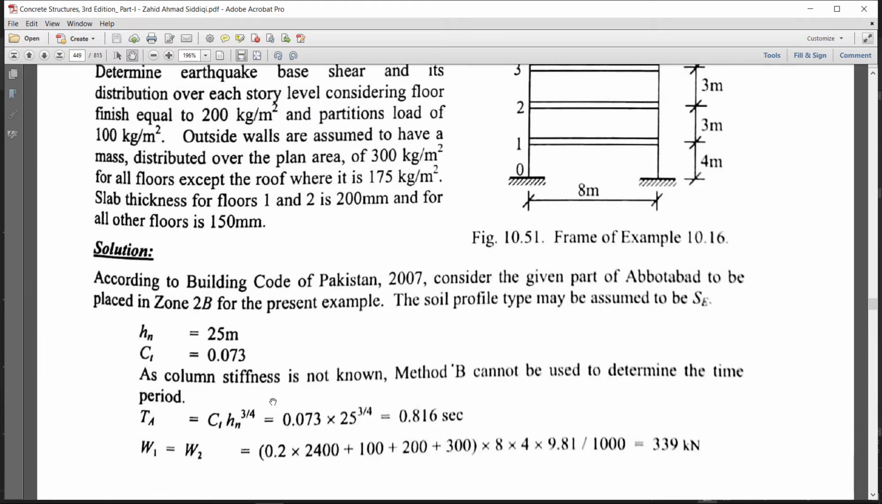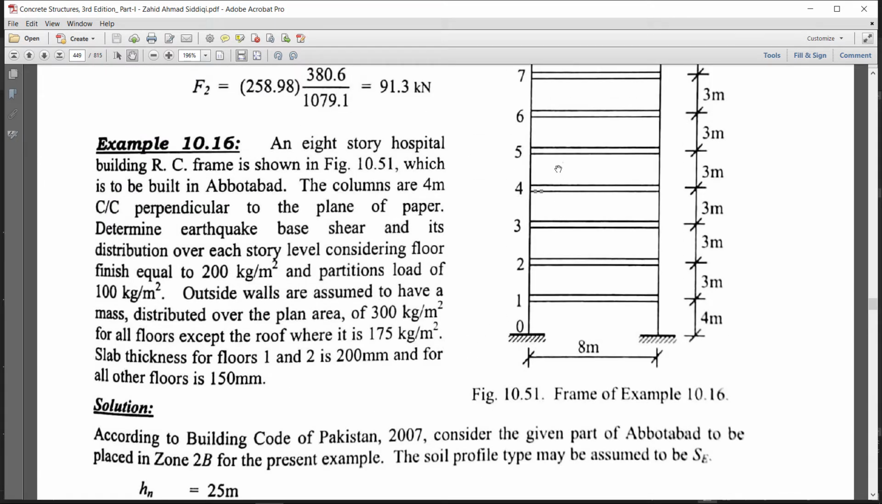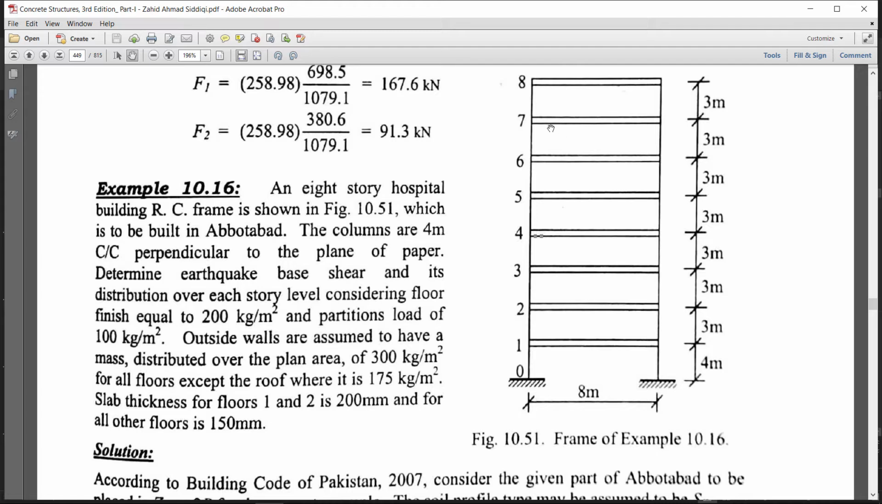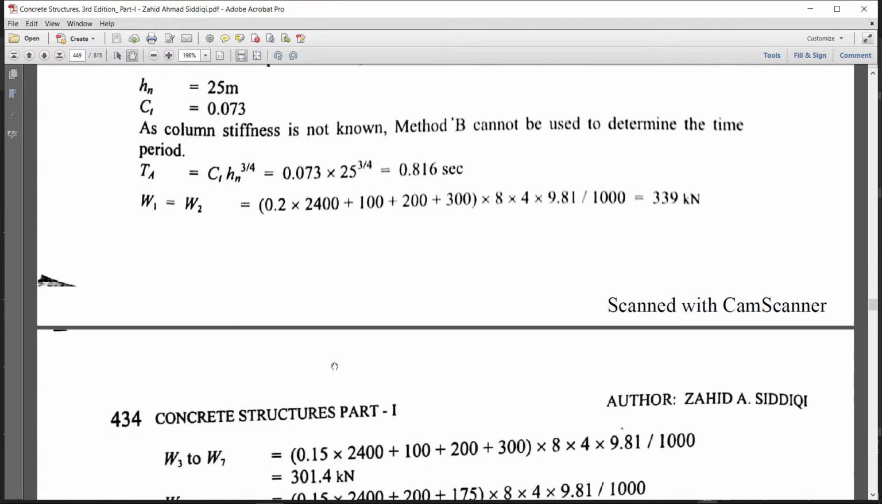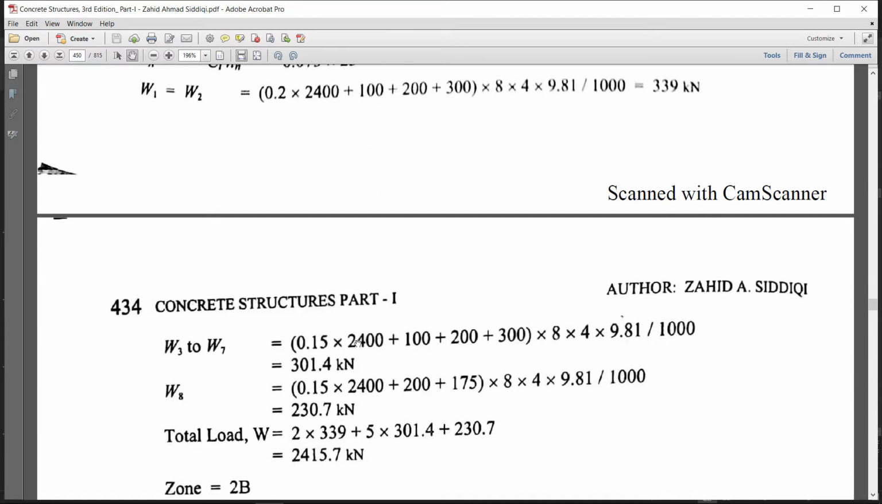Now for floors 3, 4, 5, 6, 7, the slab thickness is 150 millimeter, and the rest of the loading is the same: 0.15 times 2400 plus 100 partition load plus 200 floor finish load plus 300 outside wall load, multiplied by the area of the floor, 8 by 4 meters, and to convert into kilonewton, 9.81 divided by 1000. So that is the weight for the third, fourth, fifth, sixth and seventh floors.